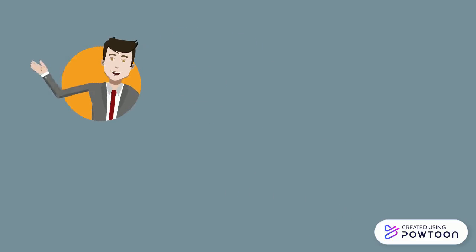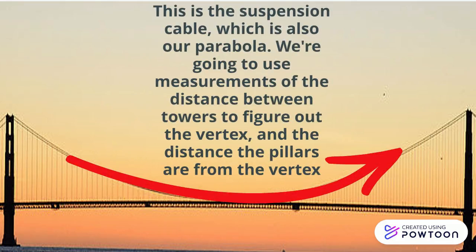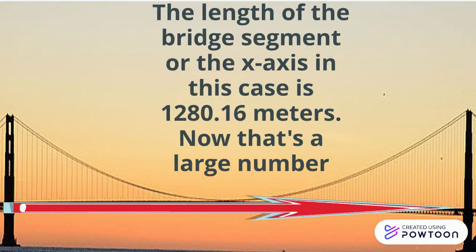Hi there. Like we said before, we Googled the dimensions of the bridge. The measurements we use are all going to be using meters. This is the suspension cable, which is also our parabola. We're going to use measurements of the distance between towers to figure out the vertex and the distance the pillars are from the vertex. The length of the bridge segment, or the x-axis in this case, is 1280.16 meters.